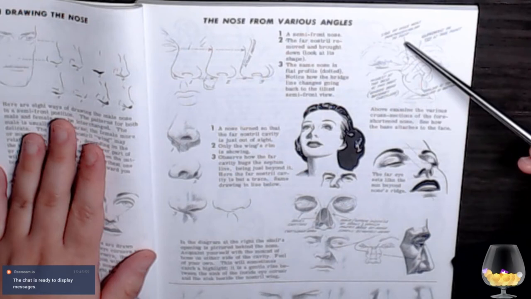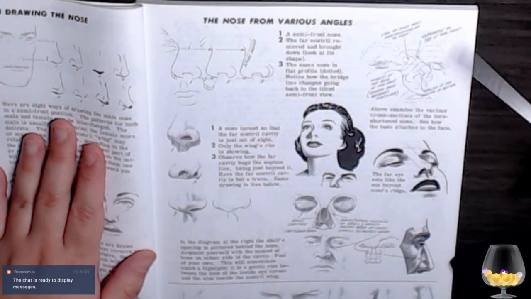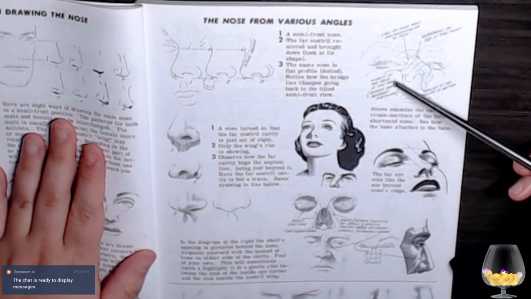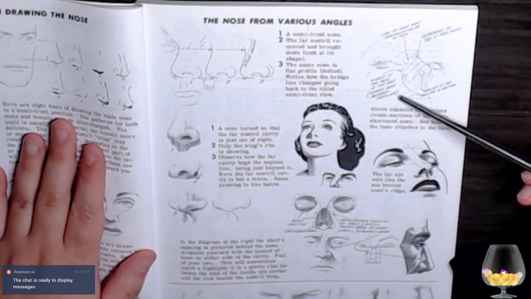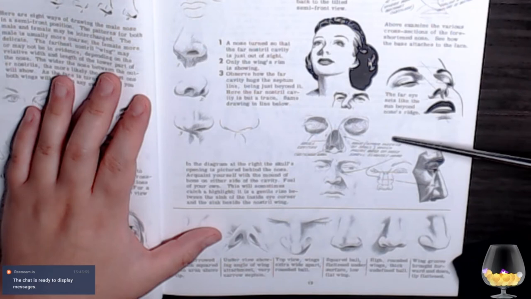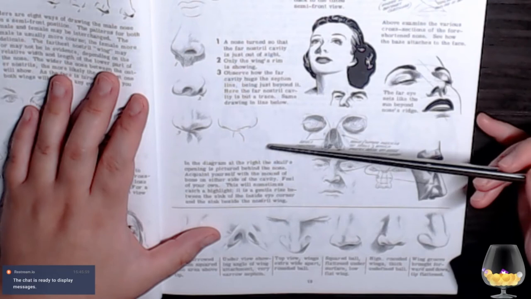Side of the nose, most perpendicular to the face. Here is top, the point. Outline at the top, outline at the bottom. The widest at the base, at the point where the bone becomes cartilage. Okay. Skull cavities, cartilage area, bone, upper arm, maxilla of the skull, which makes the base of the nose swell slightly here. In the diagram at the right, the skull's opening is pictured behind the nose.